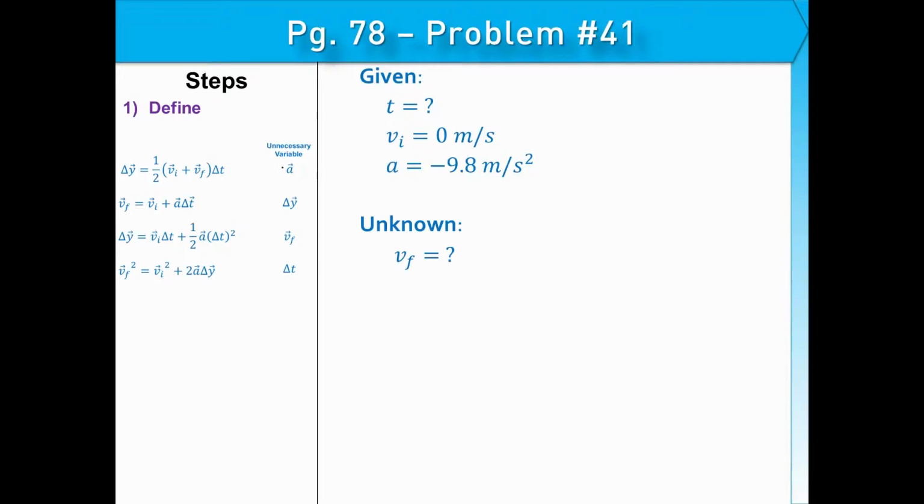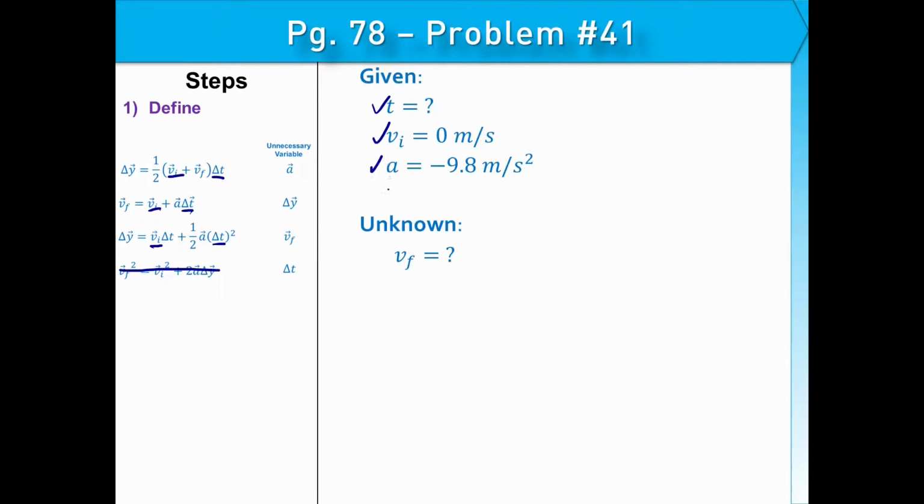So now we're going to select the kinematic equation we need to solve this problem. First, I'm going to look for an equation with time in it. This equation has time, this equation has time, this equation has time, and this equation lacks time, so I'll go ahead and eliminate that one. Next, I'm looking for initial velocity. This equation, this equation, and this equation all have an initial velocity.